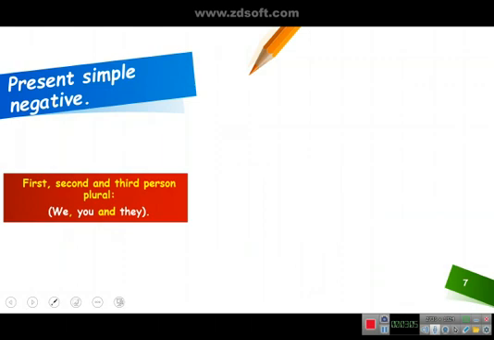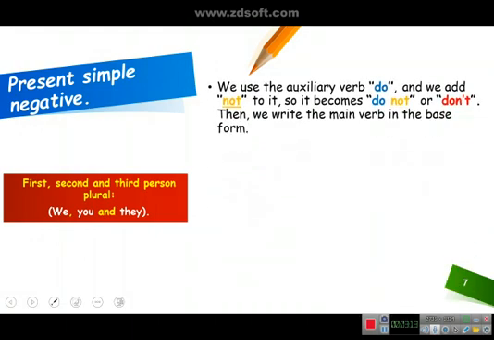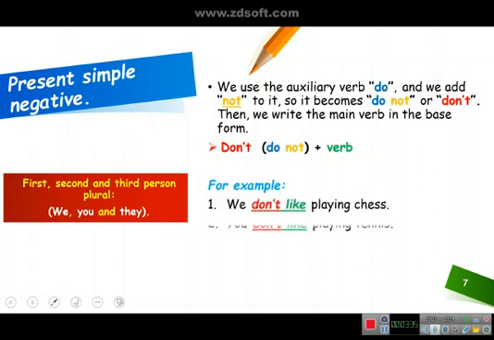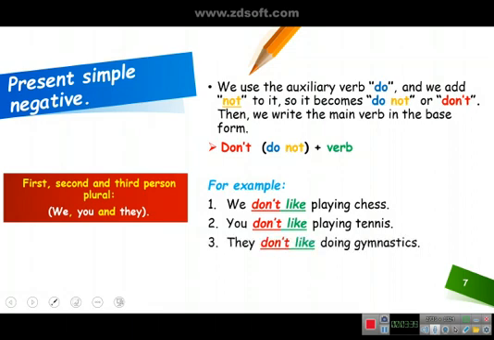For the first, second, and third person plural forms, we, you, and they, we also use the auxiliary verb do and we add the word not to it, so it becomes do not or don't. Then we write the main verb in the base form, don't or do not, plus the main verb in the base form. For example, we don't like playing chess. You don't like playing tennis. They don't like doing gymnastics.